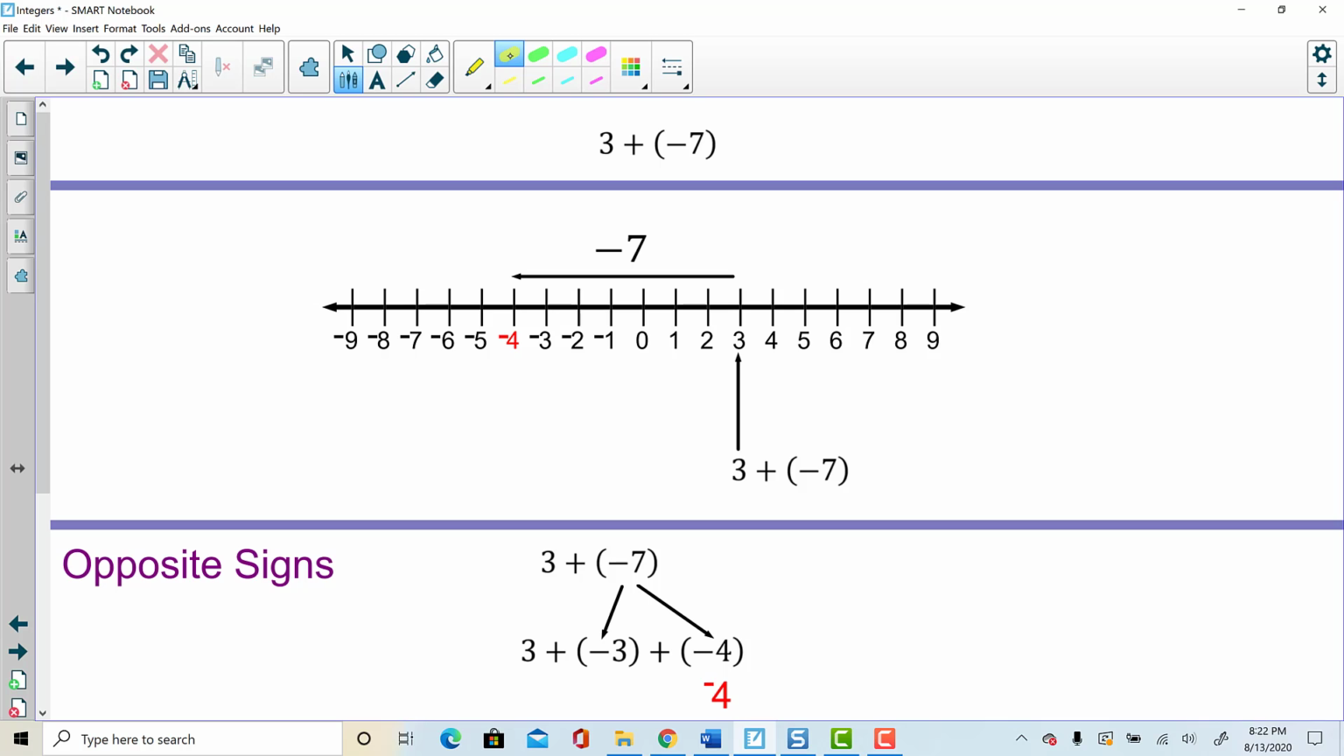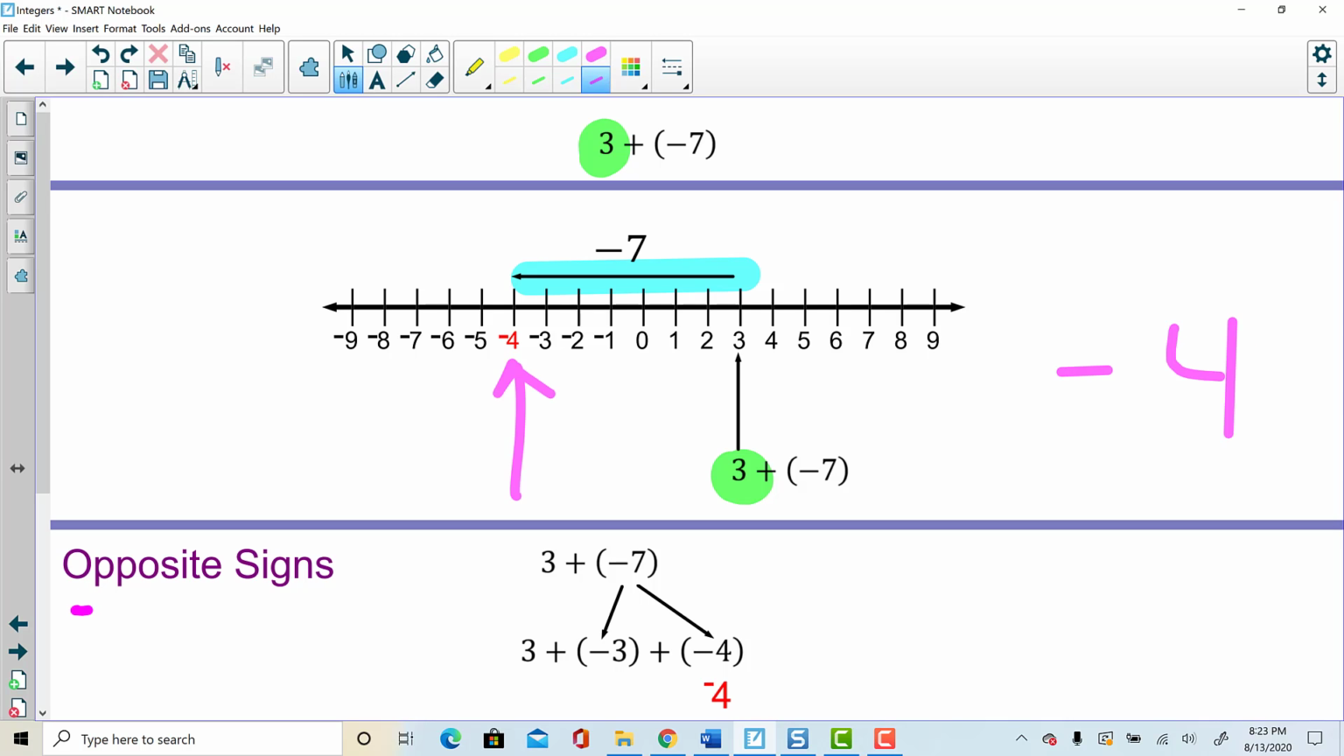Okay, again, we're adding integers. In this case, we still have a positive and we're adding a negative. So those are kind of like opposite signs, and we can treat it the same way. Remember that first number is your starting point. So we're starting at 3. Now we're going to add -7. If we were adding +7, we'd go right, but we're adding -7, so we have to go left. And you can see that where we end up is at -4. So your answer is -4.